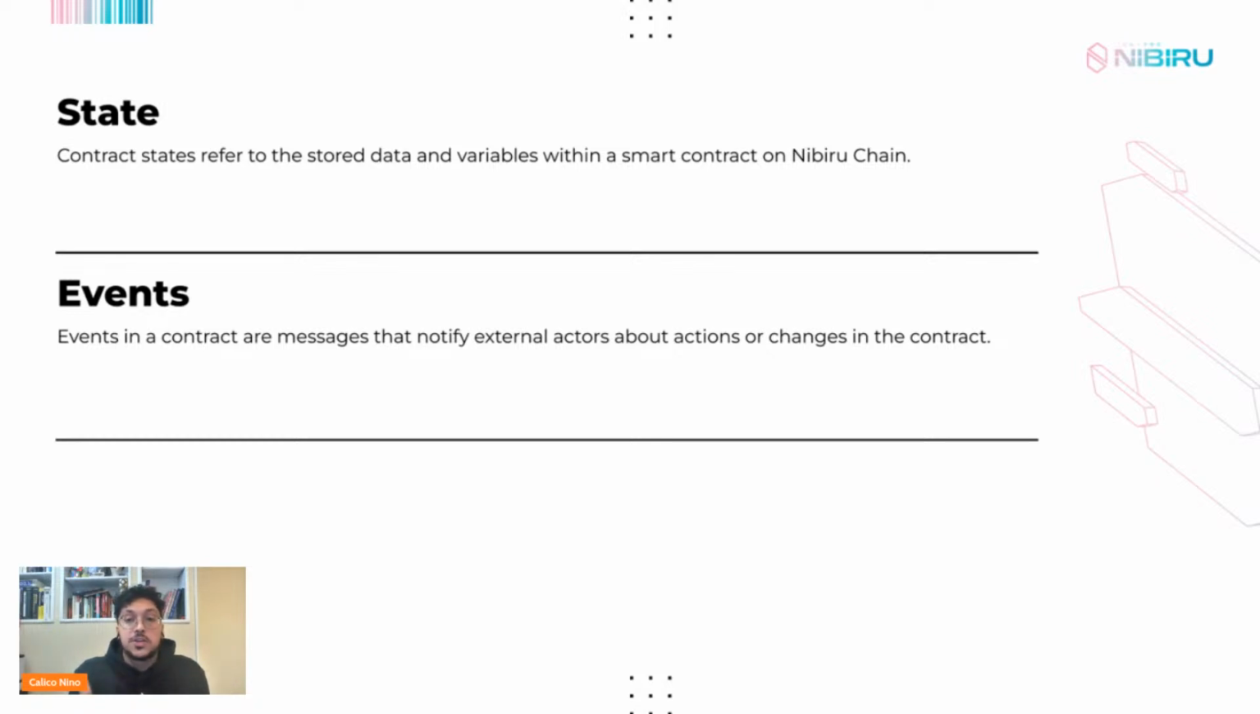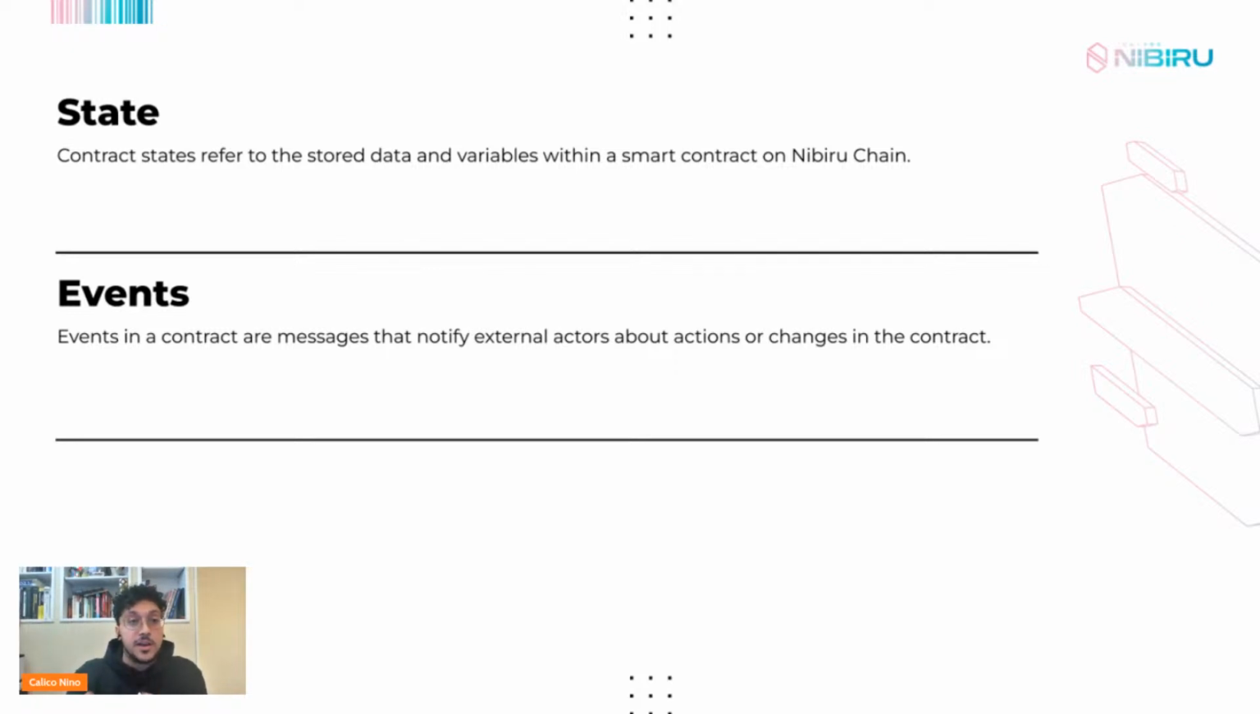Events are messages that a contract can emit to inform external actors about actions or changes that have occurred within a contract. For instance, say a contract has been executed, but you want to relay who executed it, or the changes, or what was the previous state, or what's the future state, or the computations that were performed. So you can relay all this information in the events in the form of attributes. And we also go over that.